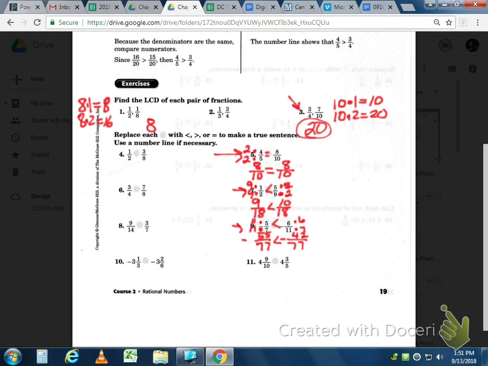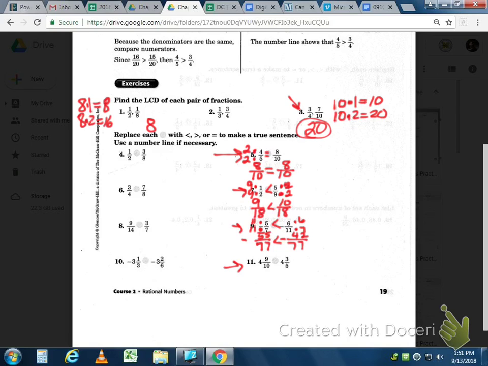Okay, we're going to do number 11, and then I want to show you another method. So these are mixed numbers. Now the thing about the mixed numbers, that 4 part, they're even at the whole number part. They're both 4. So I really only need to compare the fractional part. So let's think about 9/10 and 3/5.